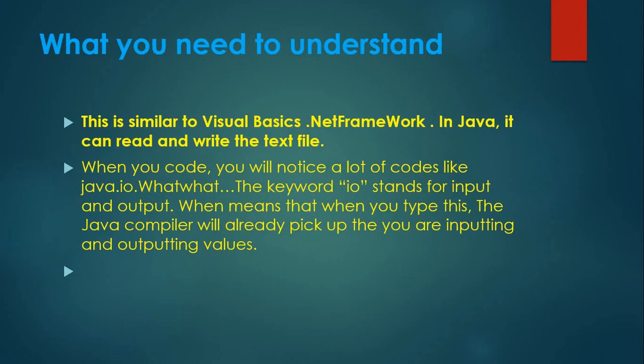So in Java, it can read and write the text file. When you code, you will notice a lot of code like java.io.something. Well, the keyword IO stands for input and output, which means that when you type this, the Java compiler will already pick up that you are inputting and outputting values.